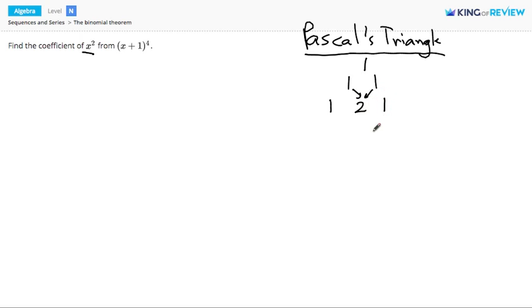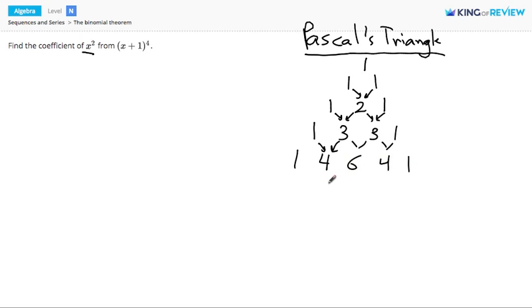Every line starts with 1 and ends with 1. It's only the terms in the middle that we add. On the next line we start with 1. For the next term, we add the two numbers above it. 1 plus 2 is 3. For the next term, we add again. 2 plus 1 is 3. And then we end the line with a 1, as always. On the next line, we will have a 1. 1 plus 3 is 4. 3 plus 3 is 6. 3 plus 1 is 4. And we end with a 1.